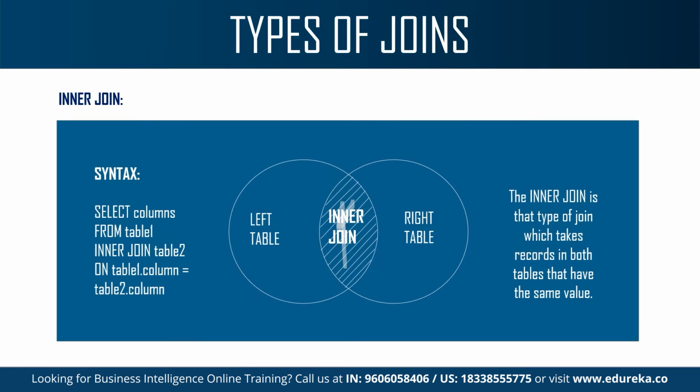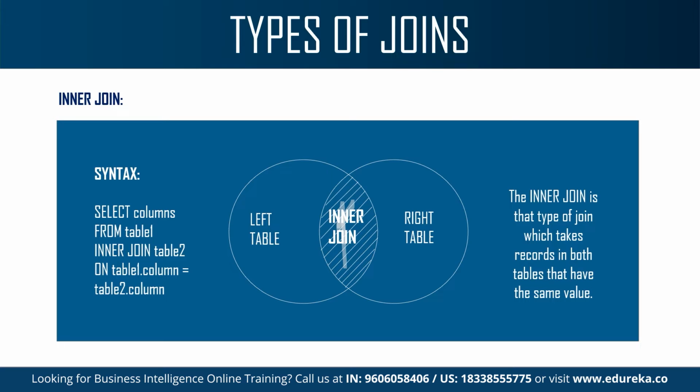So to start with, inner join. As you know, the syntax of SQL is very simple, and from the syntax itself you can understand what you're going to do in the query. Basically you select columns from table 1 and inner join table 2 on a column of table 1 which is the same as the column of table 2. Inner join is the type of join which takes records in both the tables that have the same value. Like we can see from the image, the common area of the left table and the right table gives us the inner join. That is, the intersection of both the tables is the result we get in inner join.